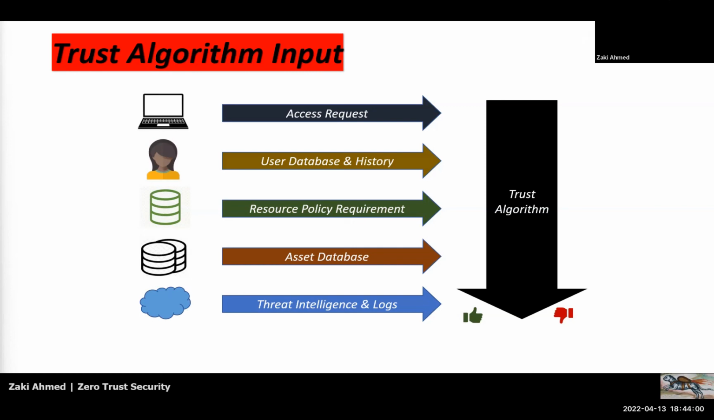And asset database. This contains the status of each enterprise-owned asset, whether it's physical or virtual, and threat intelligence and logs. This is the information feed about general threats and active malware operating on the internet. So these values can be used to reflect the importance of the data source to an enterprise. Then the final determination is passed to the policy admin for execution.